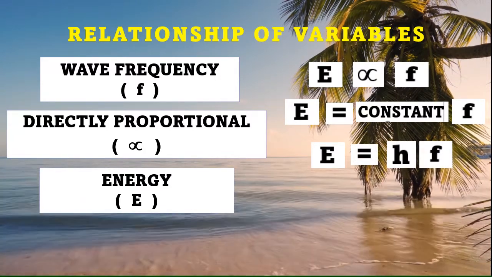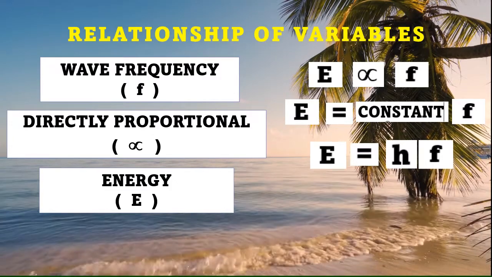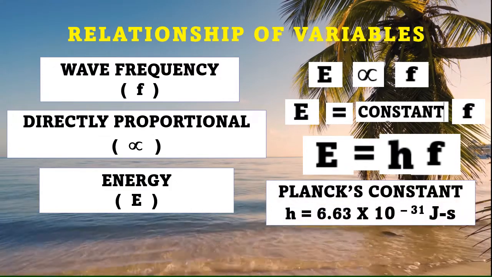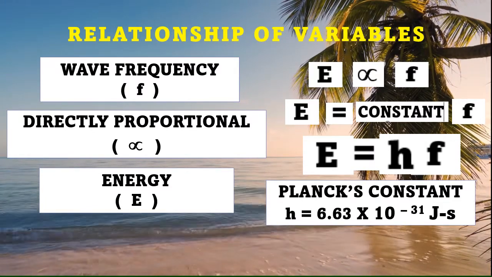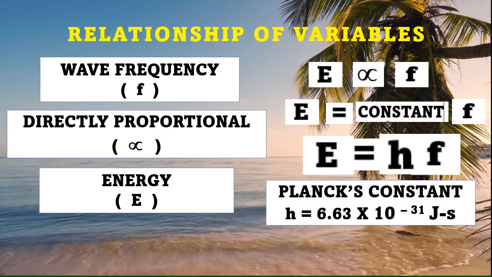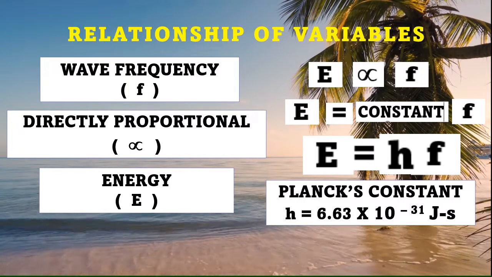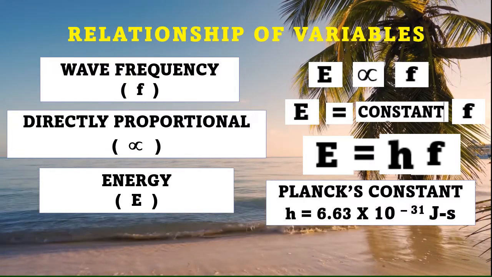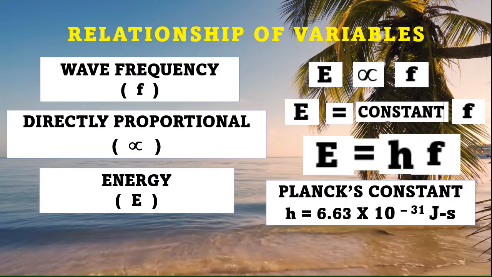The constant is actually the Planck's constant, which is equivalent to 6.63 times 10 to the negative 34 joule times second. The formula representing the relationship between the energy and the frequency is E is equal to h times f.